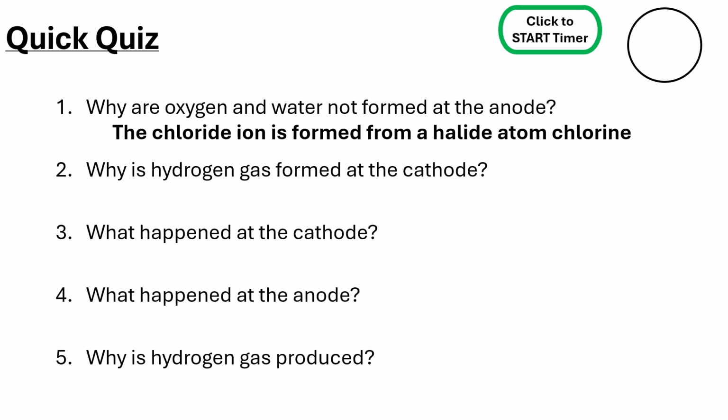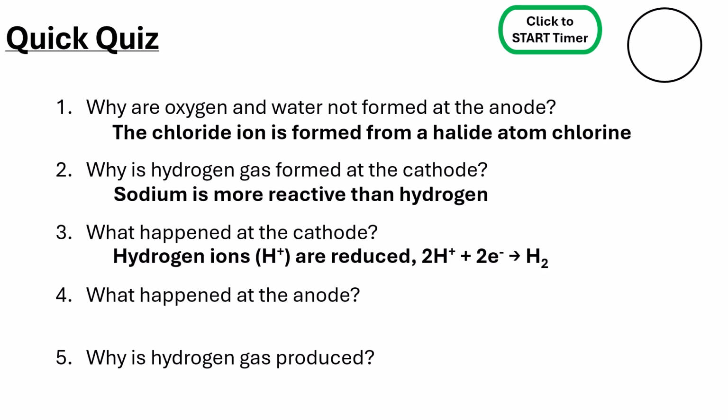Why is hydrogen formed at the cathode? Well, it's because the sodium is more reactive than hydrogen. It's further up the reactivity series. It's not copper, silver, or gold, which are less reactive than hydrogen. At the cathode, we have the hydrogen ions getting reduced. For people on higher, you need to talk about that in terms of the actual equations with 2 H+ ions and 2 electrons, one for each of the ions, forming a H2 molecule.